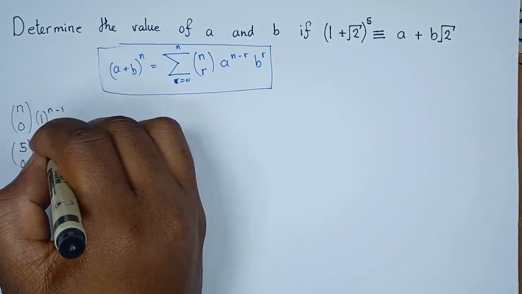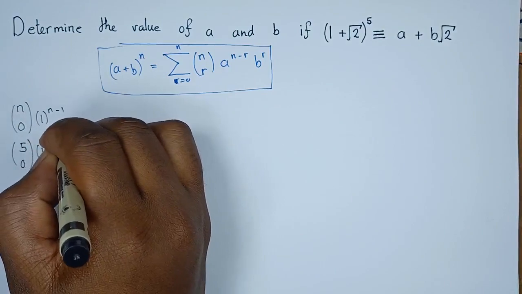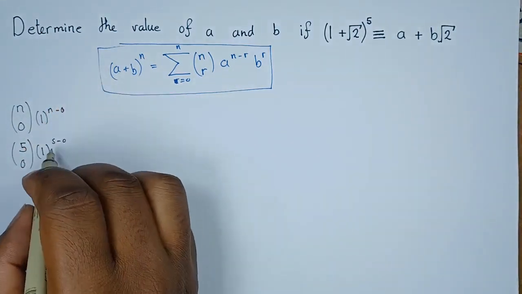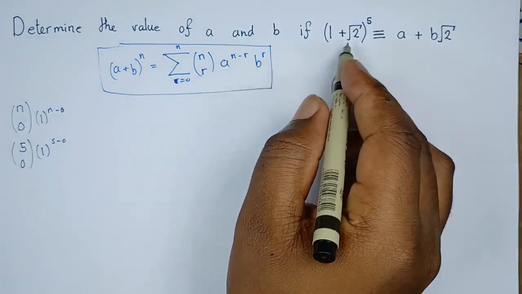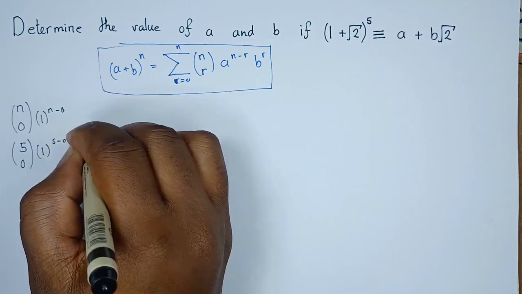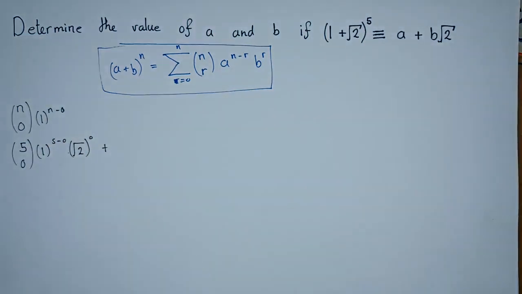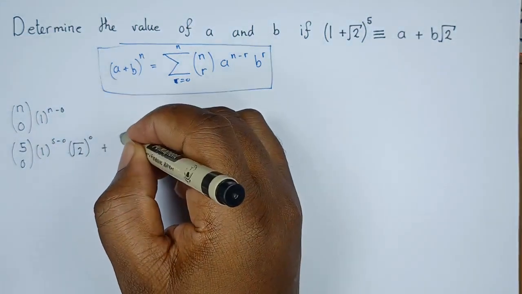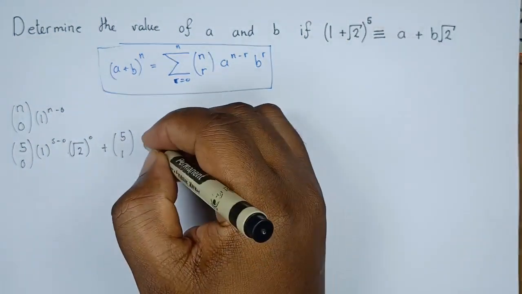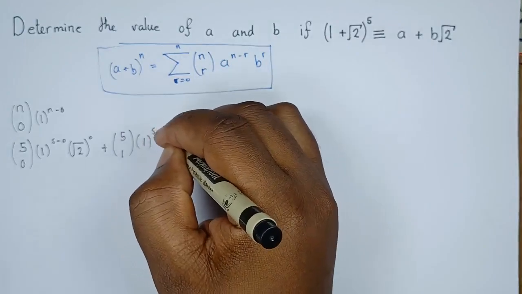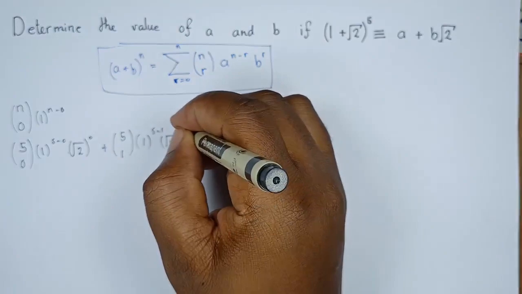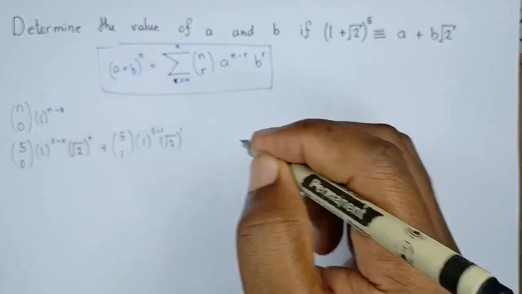First term, 1 raised to the power 5 minus 0. Then the second term in this case is root 2, brackets raised to the power 0. Remember, it's a summation. Second part is 5 combine 1. First term, 1 raised to the power 5 minus 1. Second term, root 2 raised to the power 1. This one here.